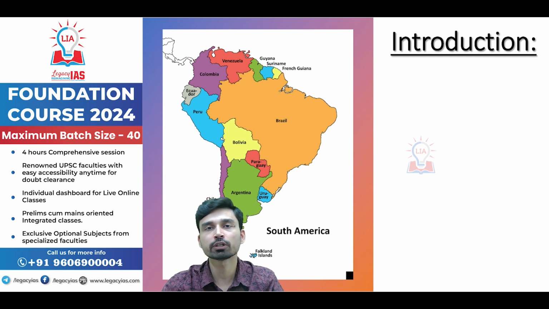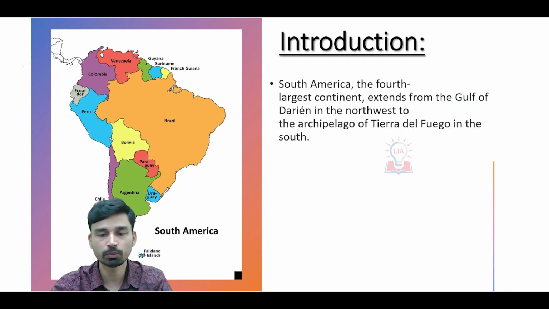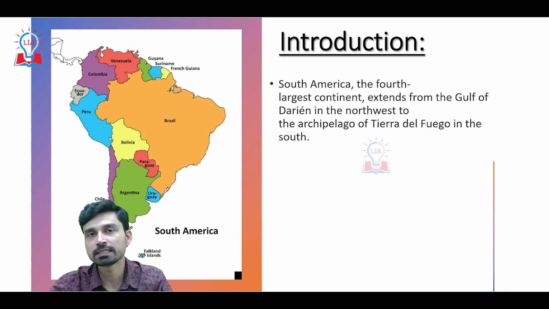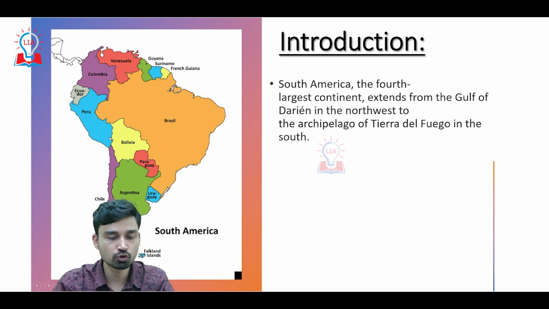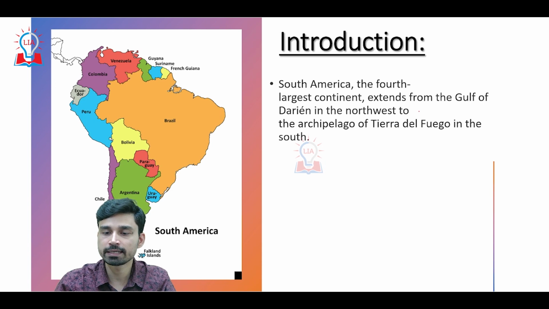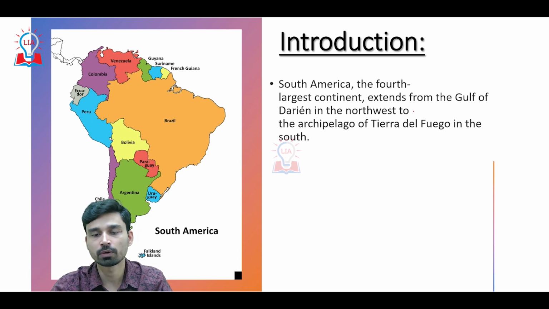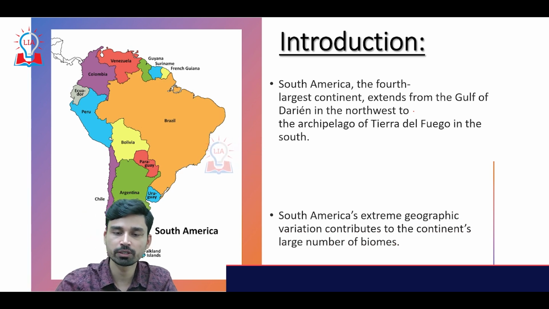But first, to give you the introduction about this particular continent, that is South America, overall it is considered as the fourth largest continent in the world in terms of area, and also it extends all the way from north to south, from the Gulf of Darien, which is in the northwestern region, to the archipelago of Tierra del Fuego, which is situated to the south.